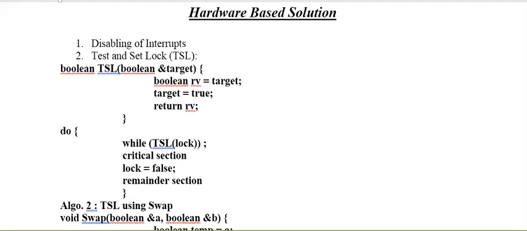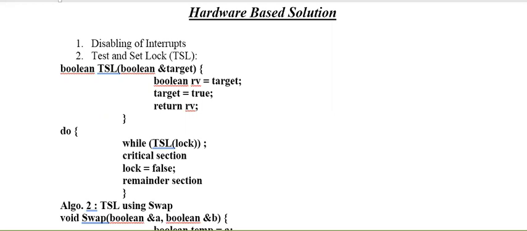Okay, so let's start today's lecture. In the previous lecture, we picked several solutions to the critical section problem, and finally we identified one solution known as Peterson's solution, which satisfies all three conditions. That was mutual exclusion, progress, and bounded waiting.